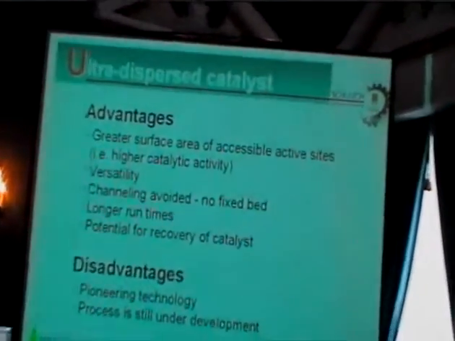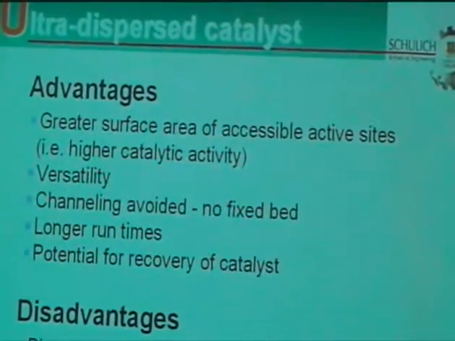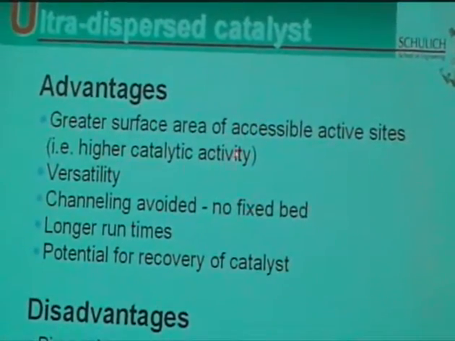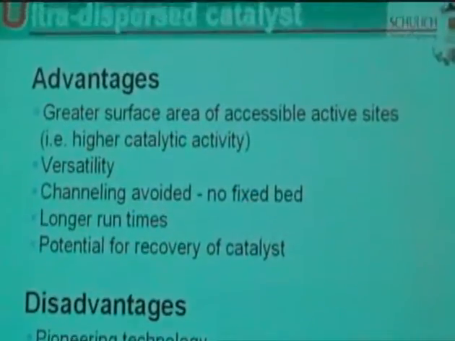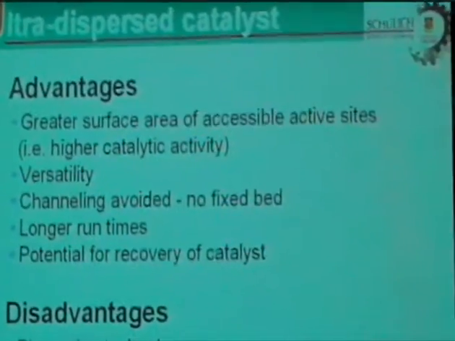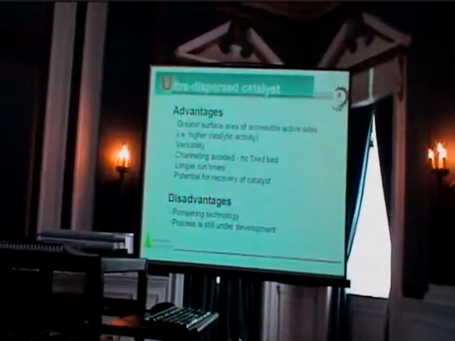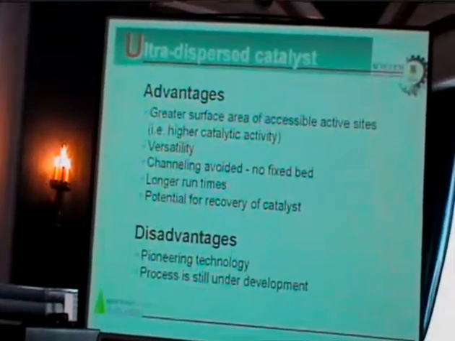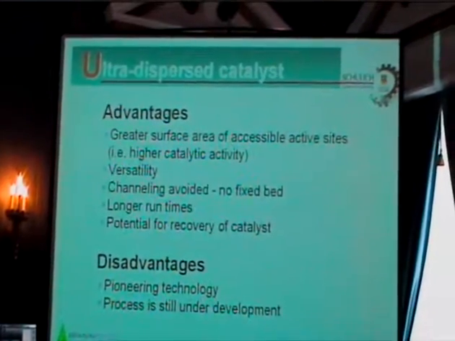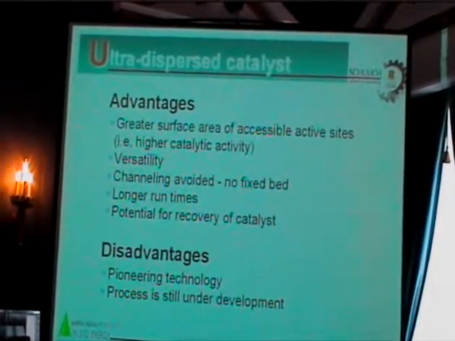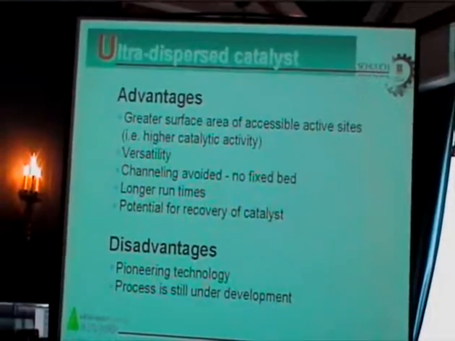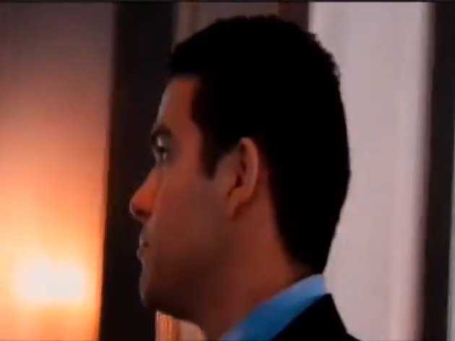Now, the main advantage of ultra-dispersed catalysts over supported catalysts is that they have a greater surface area of completely accessible active sites. We have no problem of pore clogging or forming coke in the matrix. Therefore, we have a higher catalytic activity. We also have the versatility of changing the metal compounds that are used at any time in the process, change their concentrations and even the catalytic phases.